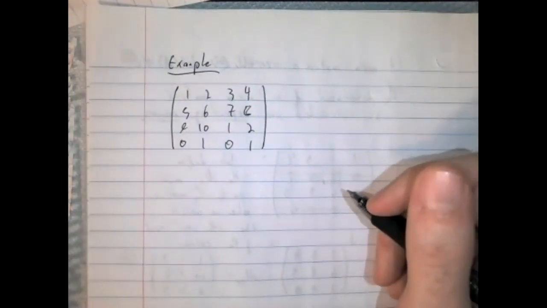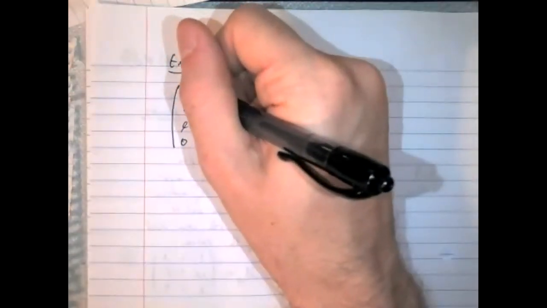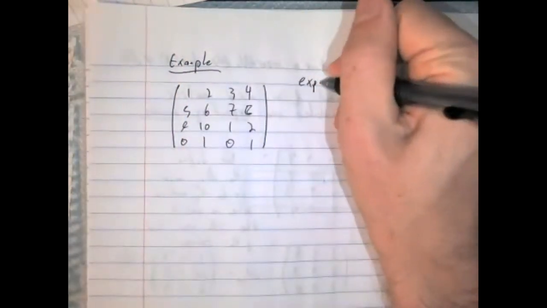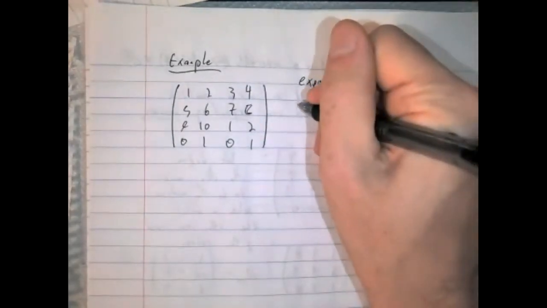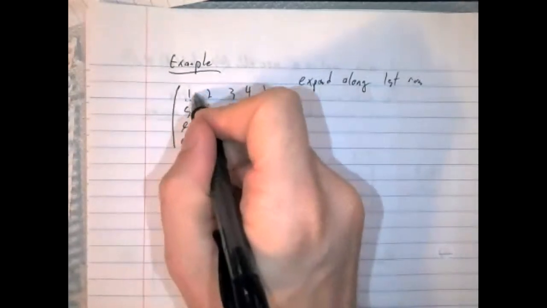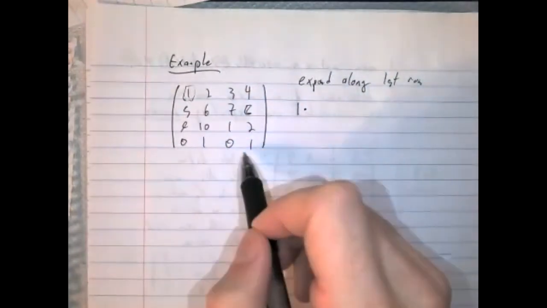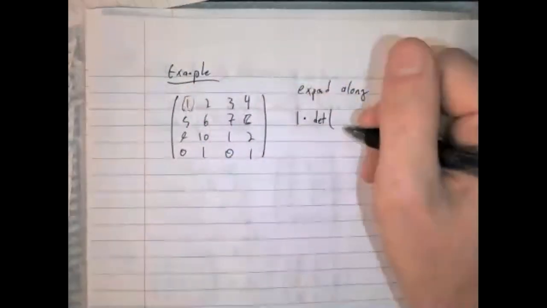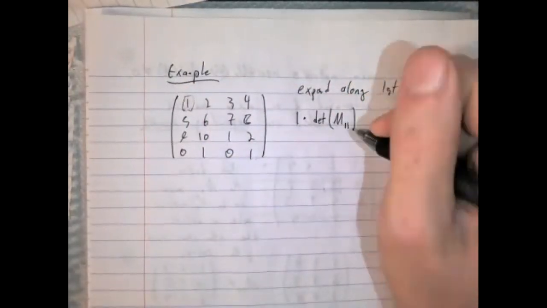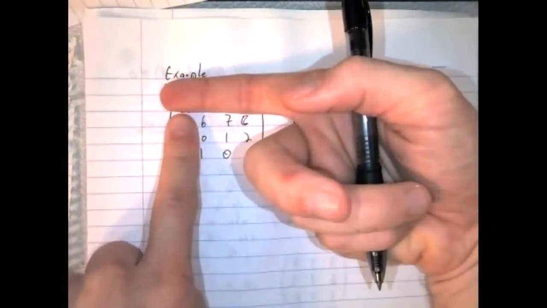So what I'm going to do is, and this should be very reminiscent of how you calculate 3x3 determinants or 2x2 determinants. If I expand along the first row, I'm going to start off with 1, that's the first term, times the determinant of the matrix minor, det of M11. In this case, the determinant of this 3 by 3 matrix formed by deleting the first row and the first column.